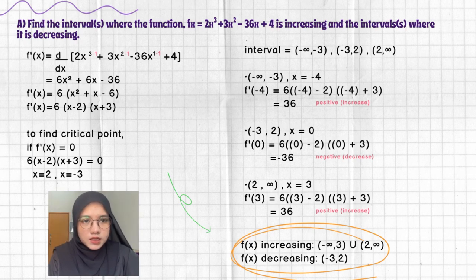So for the final answer, we can conclude f(x) is increasing on the interval negative infinity to negative 3 and 2 to infinity, and f(x) is decreasing on the interval negative 3 to 2.